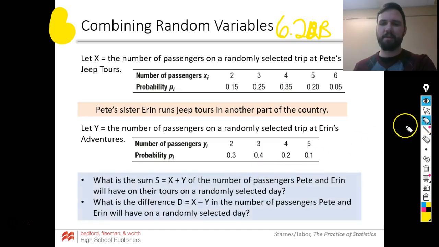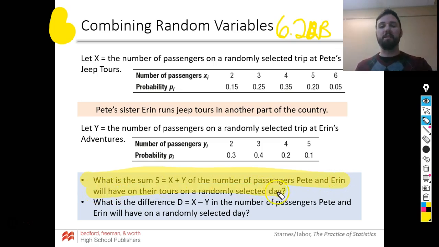Well, the nice thing is, let's look at this. Let's say we want to know what they are together. So what's the sum of x and y, where x is Pete, y is Erin? We might now want to know what's the difference. Who's better? Is it Pete or is it Erin on a selected day? Let's figure out how to do it.